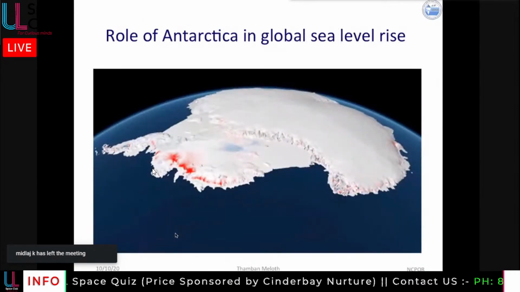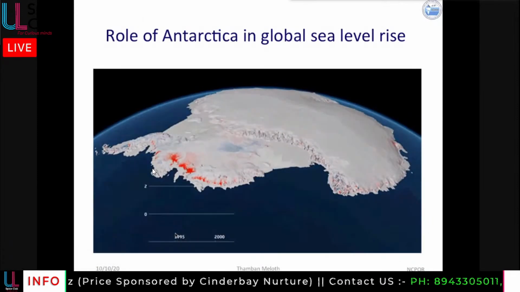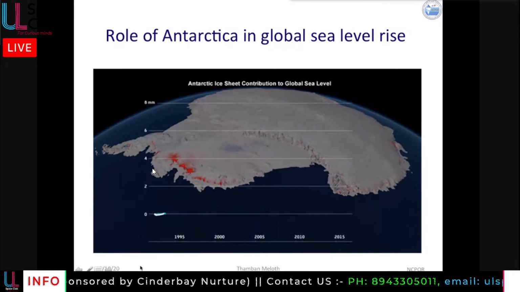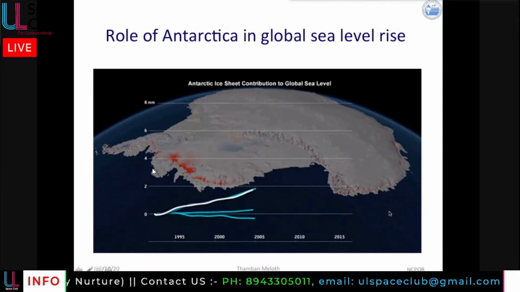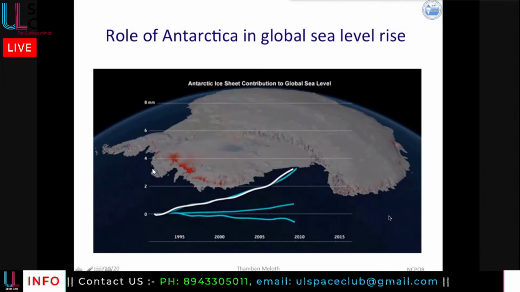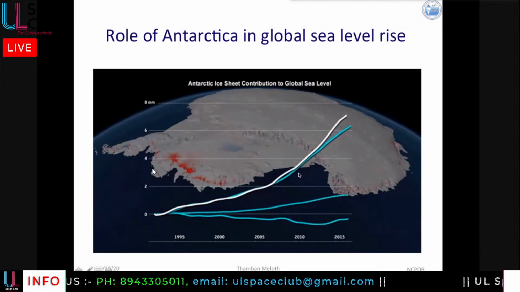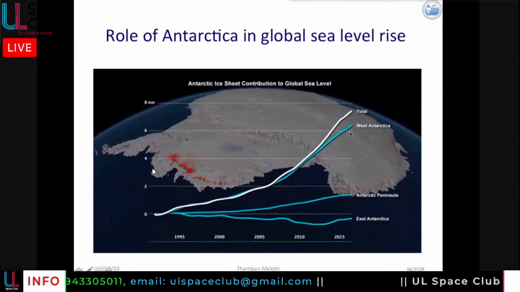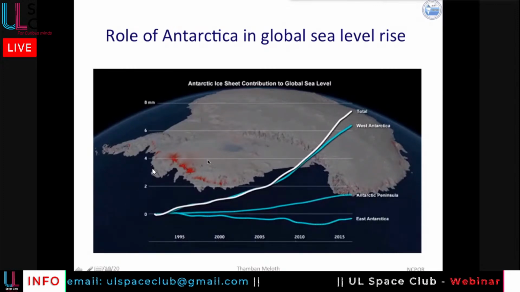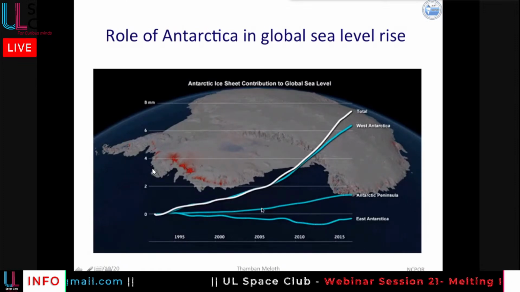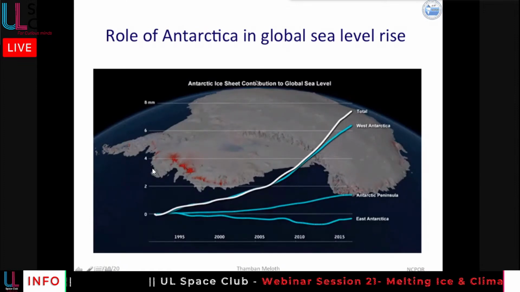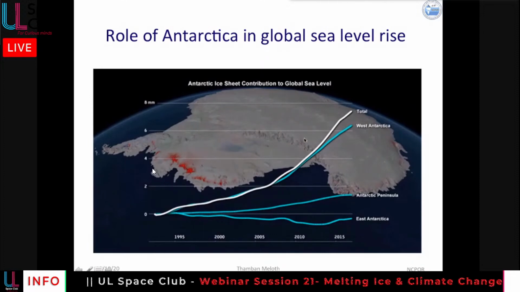And if you look at Antarctica's role in sea level, as I told, it can be very high. Looking at the recent data available, from the 90s till 2016, there's a significant increase in sea level contribution from Antarctica, especially because the ice started melting on a large scale in West Antarctica. Otherwise, East Antarctica mostly remains cold and is not affected so much.